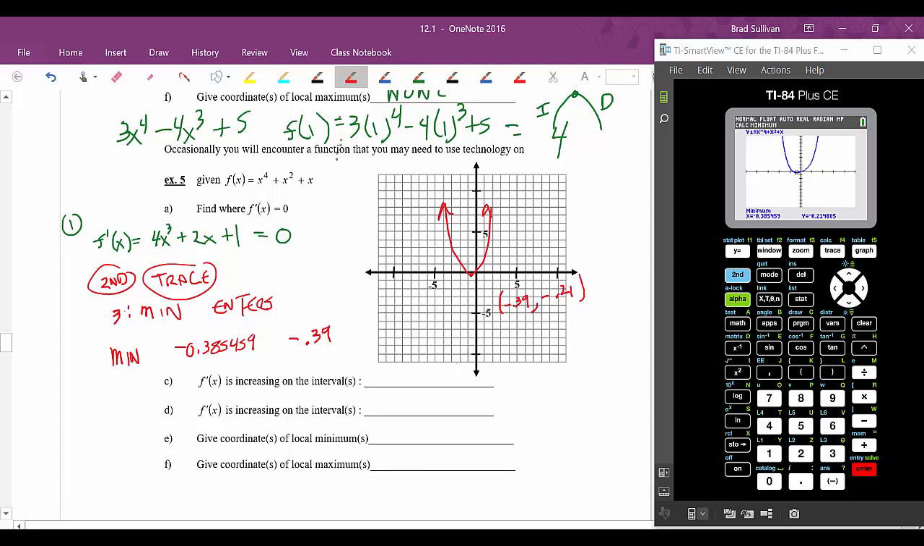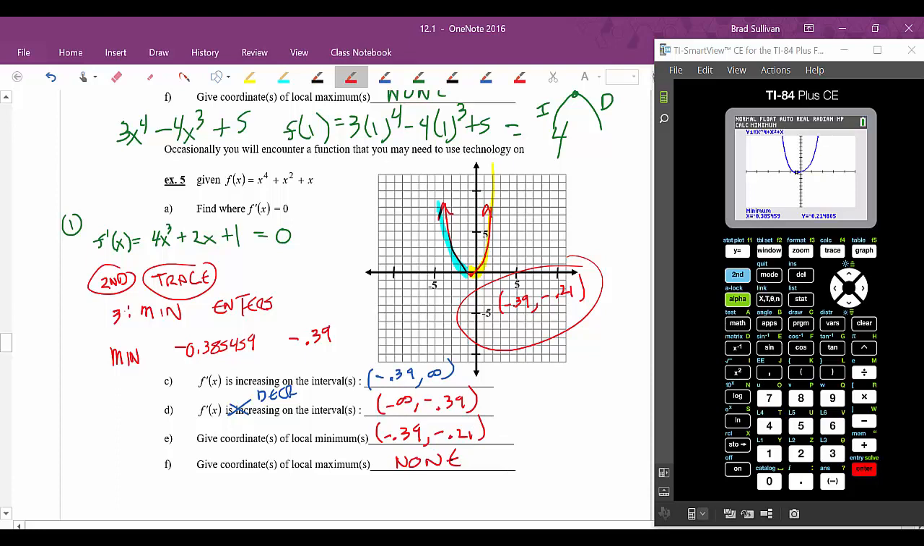So we would say we're increasing. Increasing would be from there to there. So we would just say negative 0.39 to infinity. Decreasing would be in here. I highlight it in blue. So that would be negative infinity to about negative 0.39 where we're rounded. The coordinate of the minimum is this right here. So that would be about negative 0.39, comma, negative 0.21. And then there isn't a max.